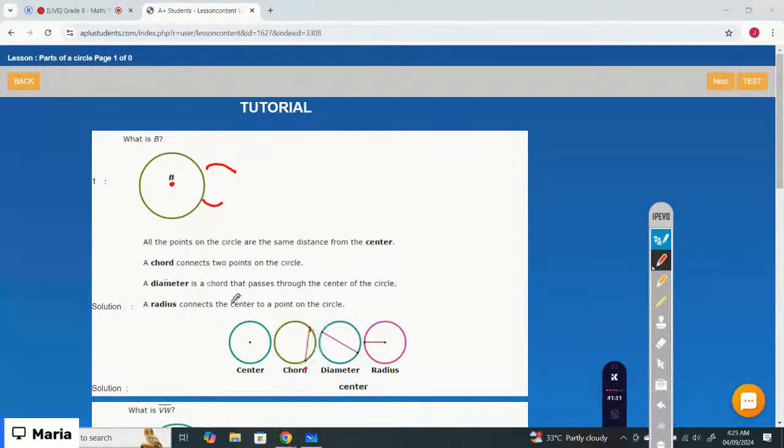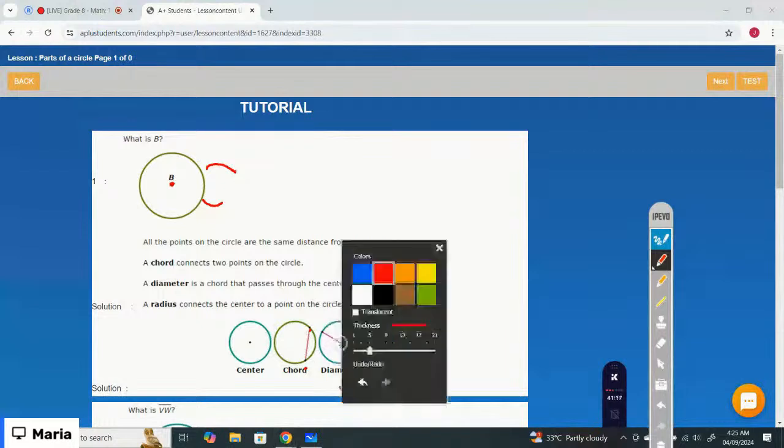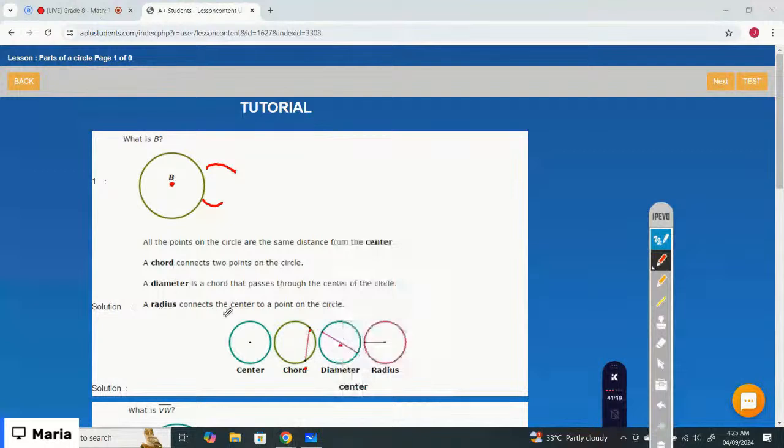Then our diameter is a chord that passes through the center of the circle. Diameter is the line that passes through the center of the circle. This is the center of the circle, right? Then a radius connects the center to any point of the circle. So that is the radius that connects the center and any point on the circle.